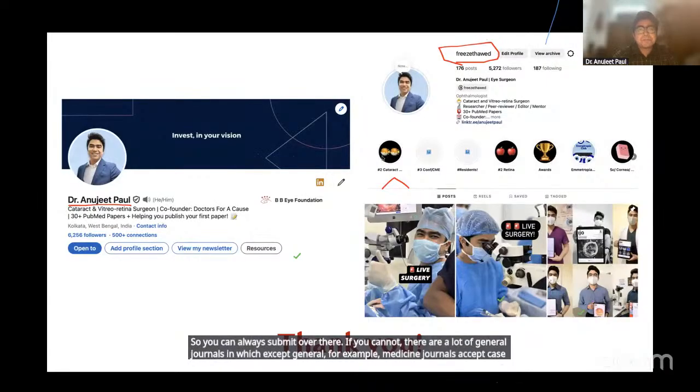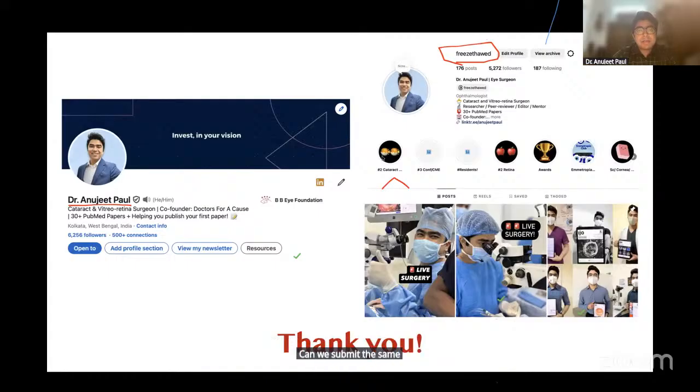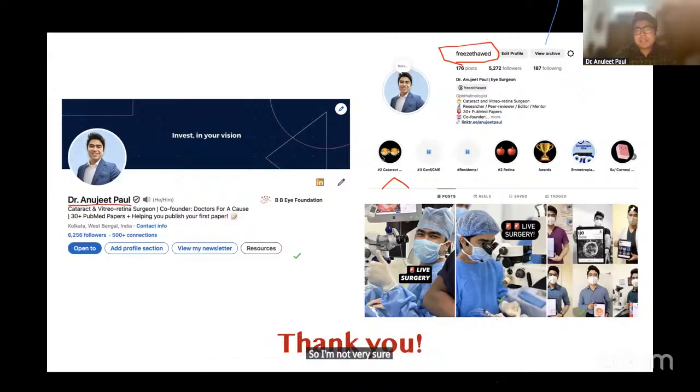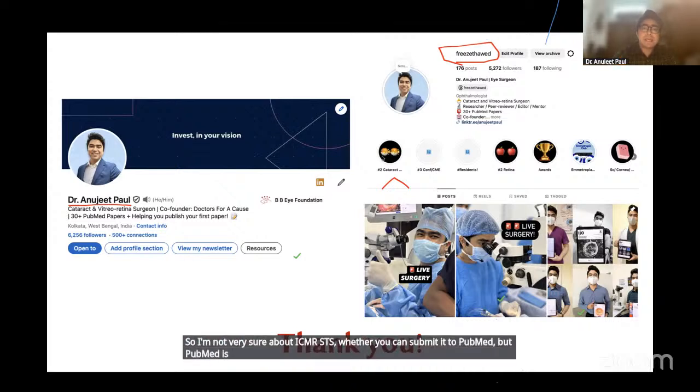Can we submit the same research paper to ICMR STS as well as journals like PubMed? So I'm not very sure about ICMR STS, but PubMed is not a journal. It is an indexing platform. So you cannot submit it to PubMed, but you can submit it to a journal that is indexed in PubMed. So that's the correction over there.